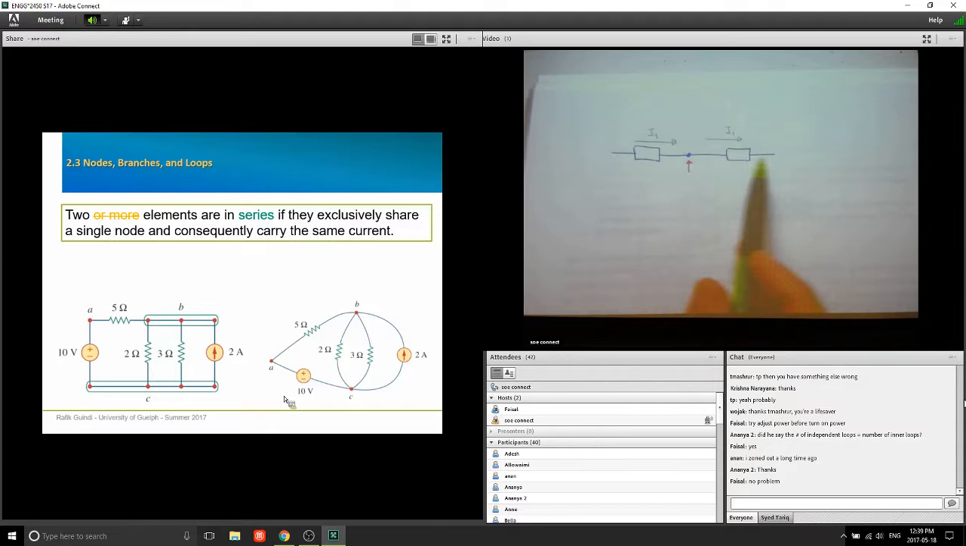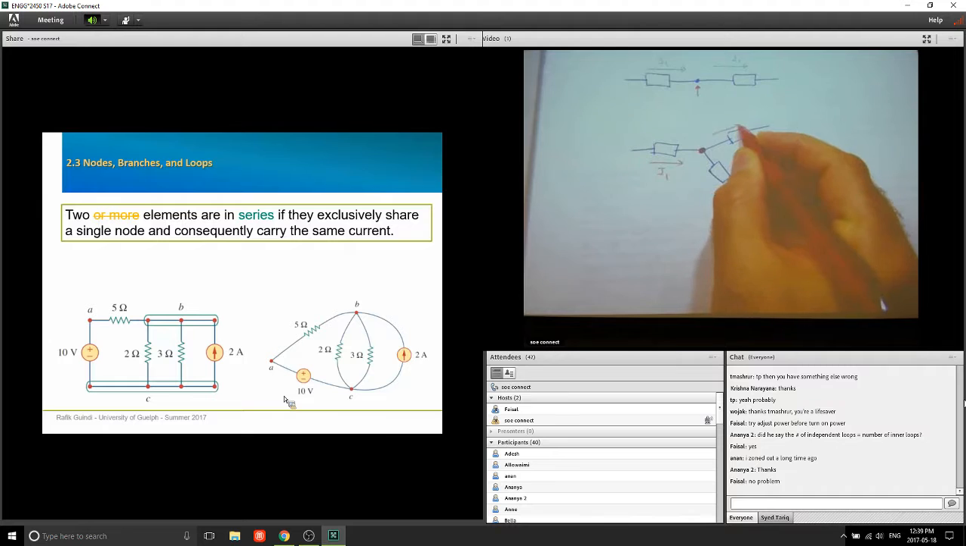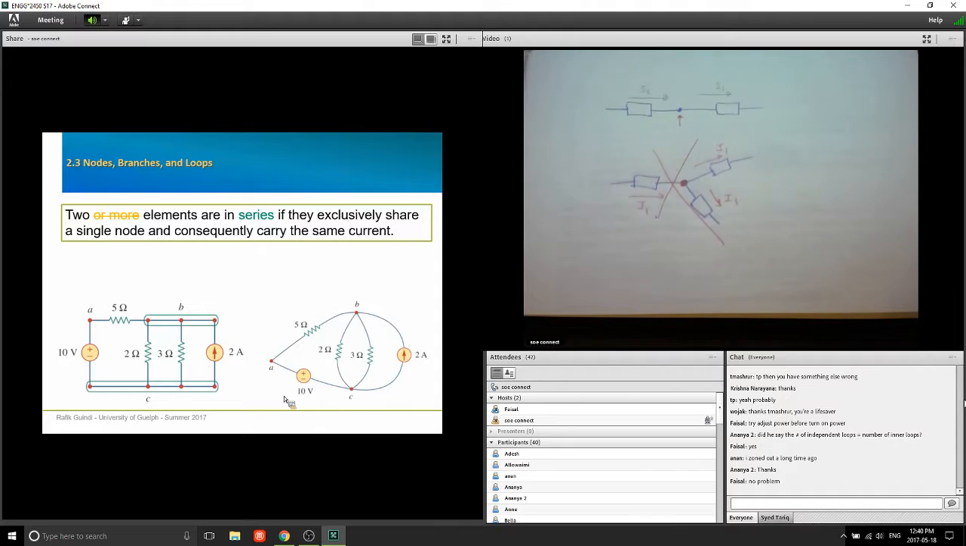It has to flow in the other element as well. Okay, so now these 2 elements share exclusively one node. So this is current I1, this is current I1, this is current I1. Yay, they're in series. Okay, that obviously doesn't apply. So this definition would work if you remove those 4 more elements.